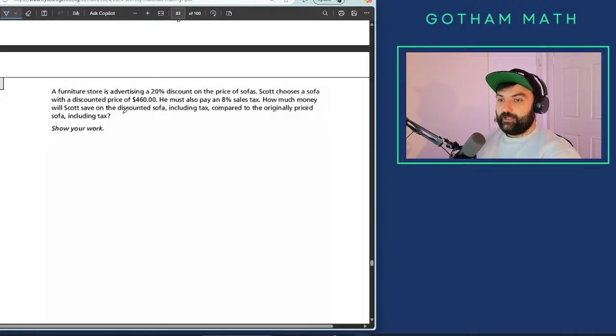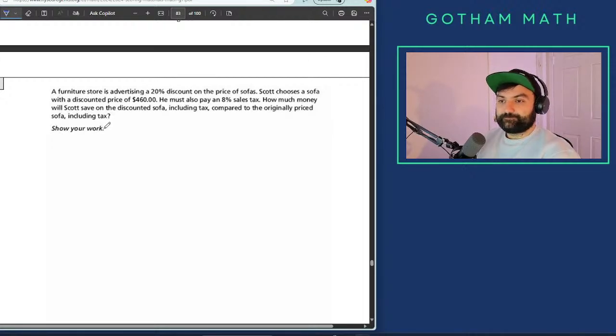So let's go. A furniture store is advertising a 20% discount on the price of sofas. Scott chooses a sofa with a discounted price of $460. He must also pay an 8% sales tax. How much money will Scott save on the discounted sofa including tax compared to the originally priced sofa including tax?